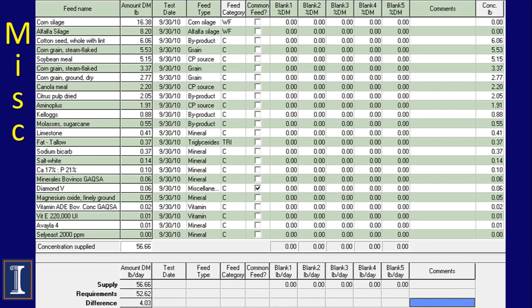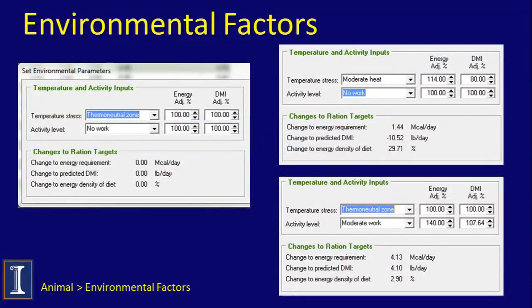Again, remember, we can toggle back and forth. This is pounds because this is an Illinois presentation. However, if you're in Mexico or Canada or a foreign country, you can make this in kilograms and grams. You can toggle that back and forth with a keystroke. The next screen looks at environmental factors. That's really a neat feature.